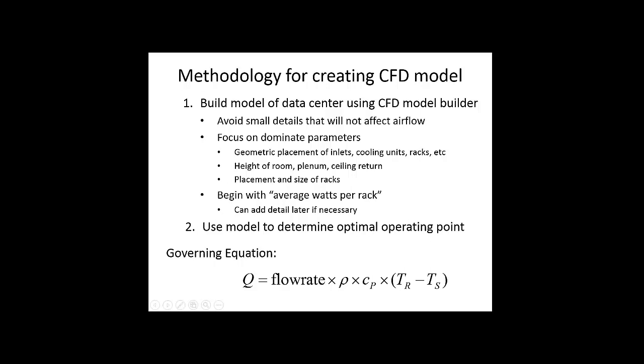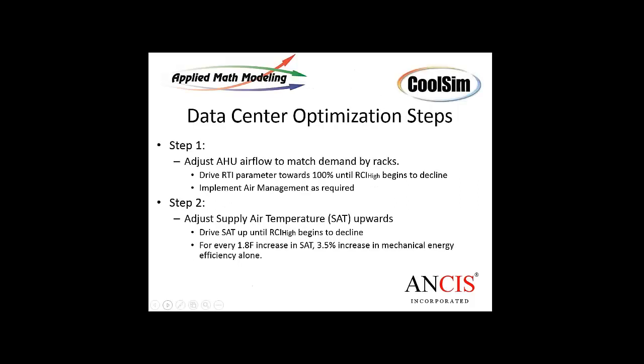The governing equation for all of this is the convective heat transfer equation shown here. Heat transfer is mass flow rate times density times specific heat times delta T. The delta T is the return supply delta T. The same equation is the governing equation for the cooling unit as it is for the rack. And in particular, if the average delta T of the racks is equal to the average delta T of the air handler, then you have a balanced system. Your RTI is 100%.